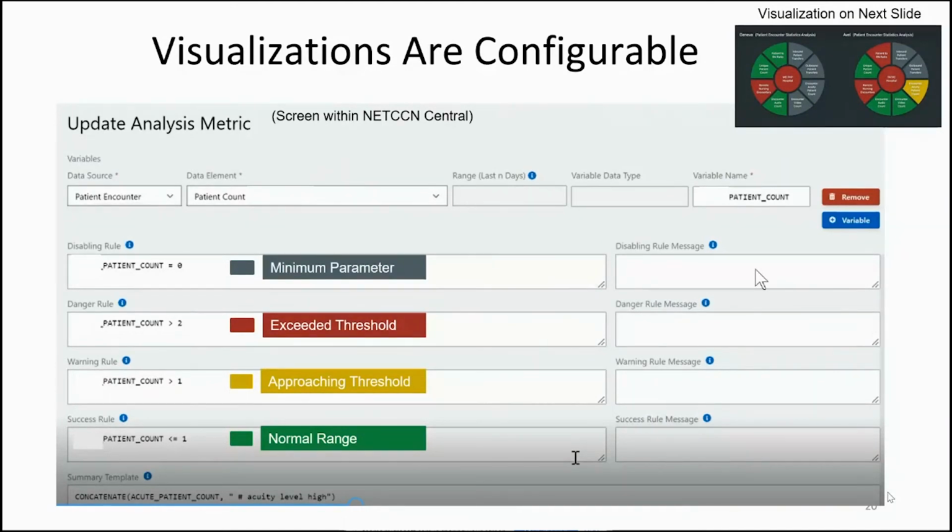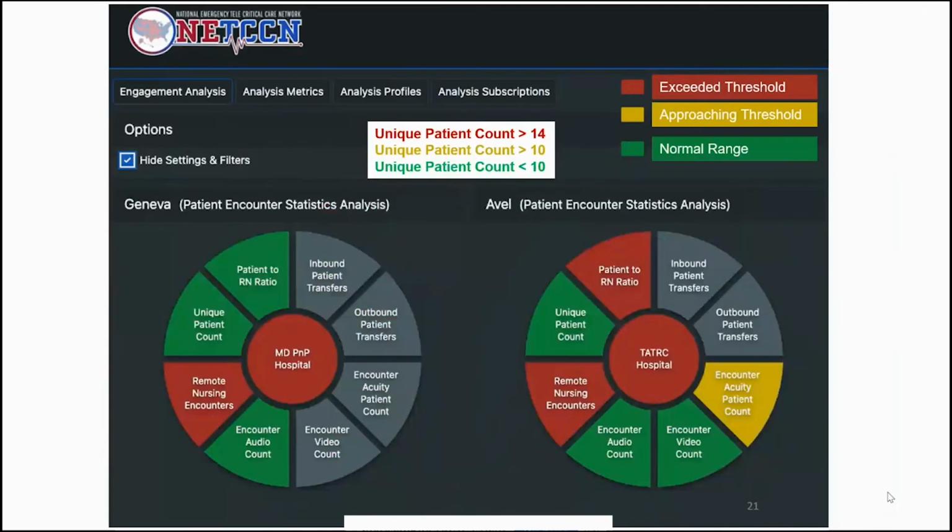You also have the ability to add additional data elements or remove data elements from the flower graphics that you see. So, for example, this is the final encounter. And if we look at unique patient count, these were the settings that we had at the end of the day to be able to provide the metrics that we were looking at for each one of those two sites.